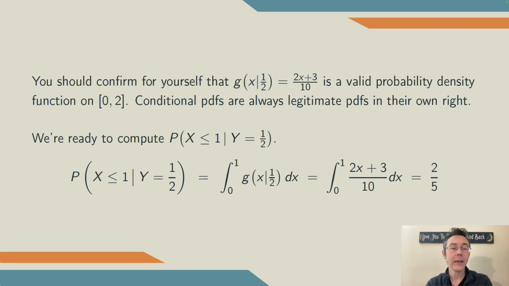We're going to integrate that conditional probability density function over the area of interest. So here we're interested in x being less than or equal to 1, so we're going to integrate from x equals 0 to x equals 1. When we do that, we get 2/5.